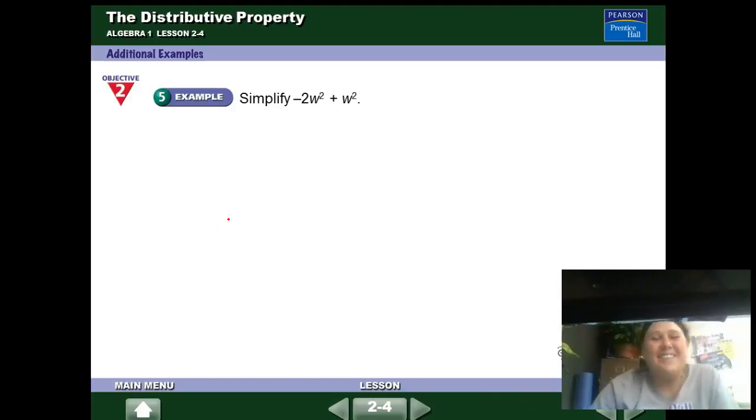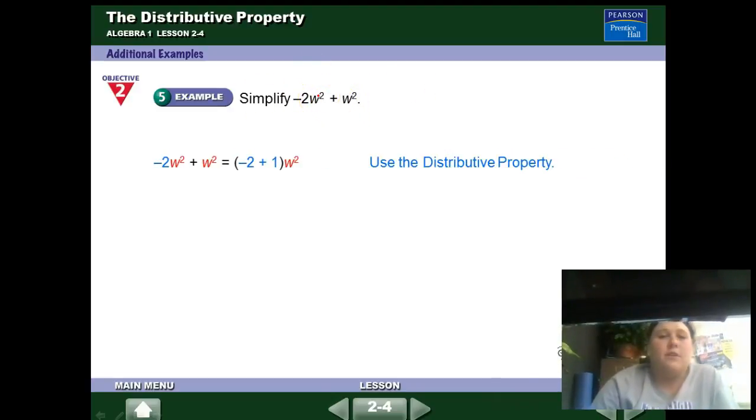Example 5 is negative 2w squared plus w squared. We need to simplify this. So what they're going to have us do is, what is in common in all of this? Well, the w squared. Both terms have a w squared. So we can pull that w squared out. If you pull w squared out, what are you left with? Well, negative 2. And pull a w squared out of here. This one is maybe a little more tricky, but really there is a 1 out in front of this w. So it's 1 times w squared. So really you get left with plus 1.